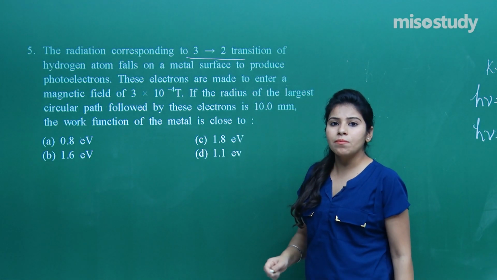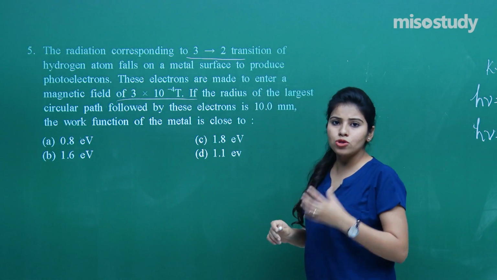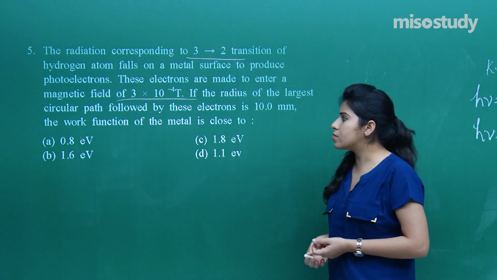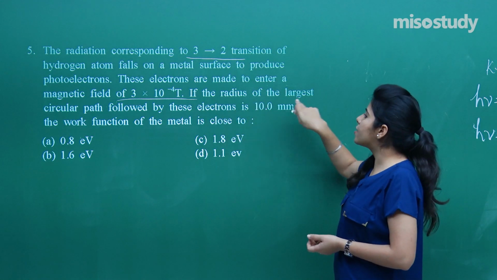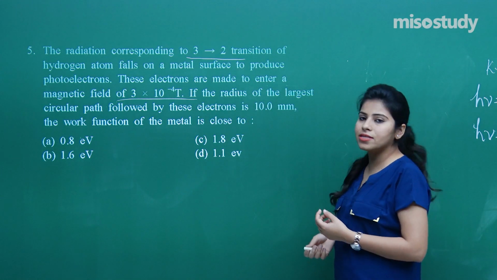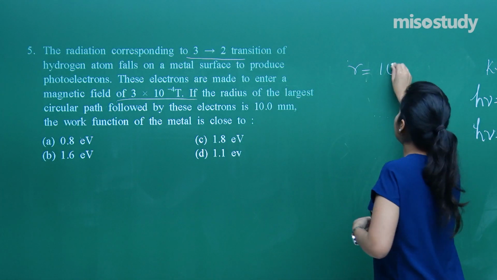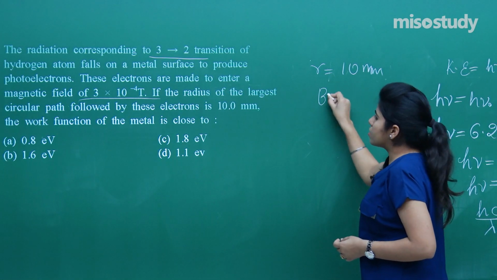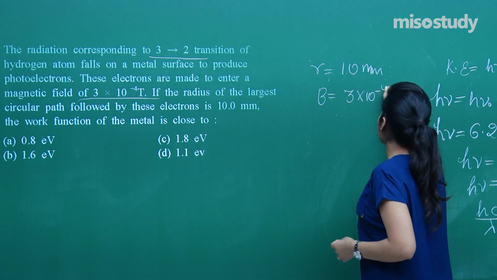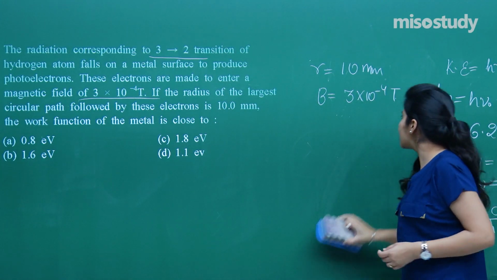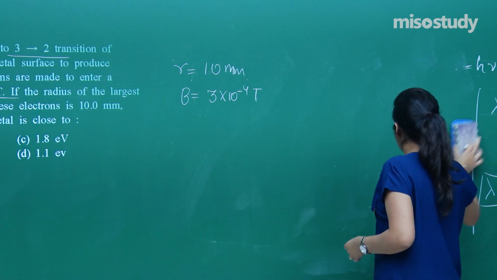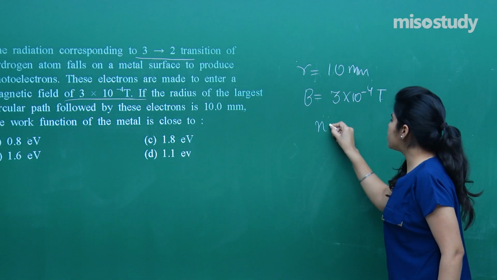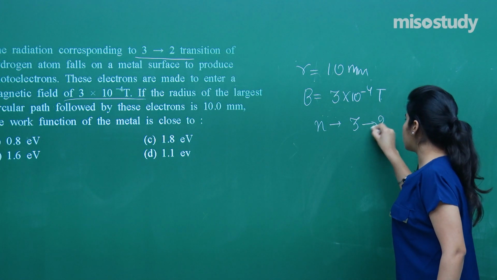These photoelectrons are then made to enter the magnetic field. And you know that when the photoelectrons move in the magnetic field, they will rotate in a circular path. So they are telling us the radius of the largest circular path followed by these electrons, and this radius is 10 millimeter. What else has been given? Magnetic field, given as 3 into 10 raised to the power minus 4 Tesla. The transition is taking place from n equals 3 to 2.